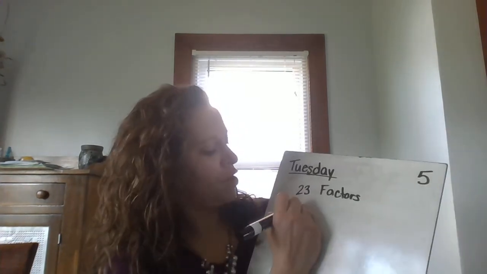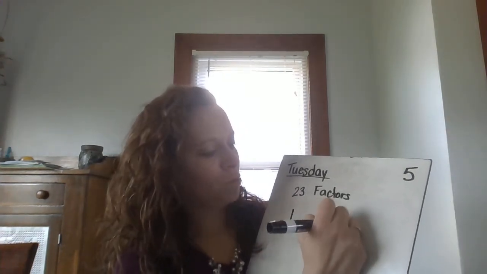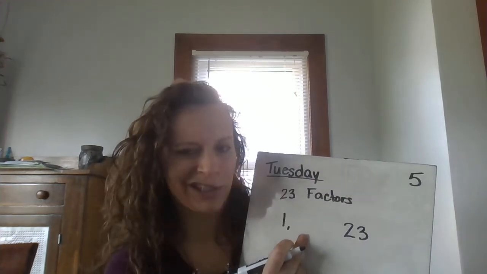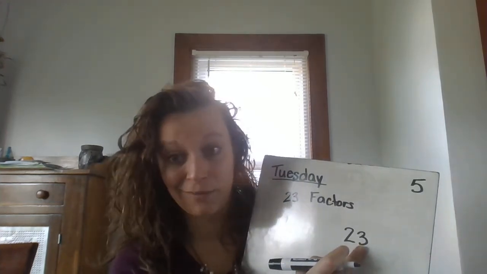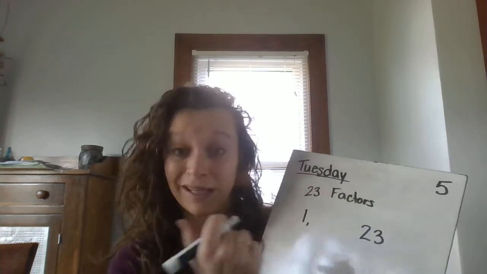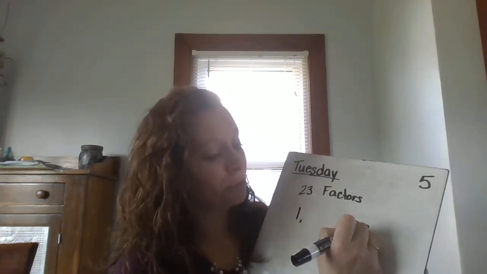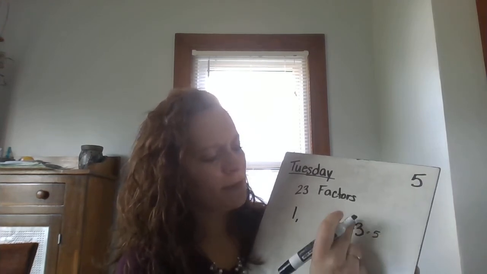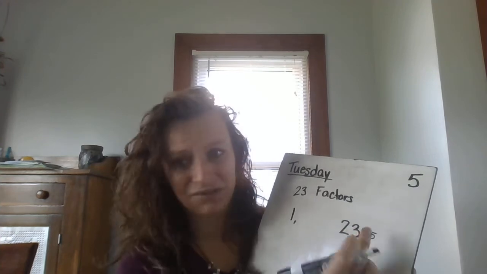So I know 1 times 23 equals 23. So the next number would be 2. Can I count by 2s to get to 23? Well, it's not an even number, so no. How about 3s to get to 23? So we can count by 3s, or we can try our 3s trick. 2 plus 3 is 5. Is that a multiple of 3? No, so I can't do 3s.